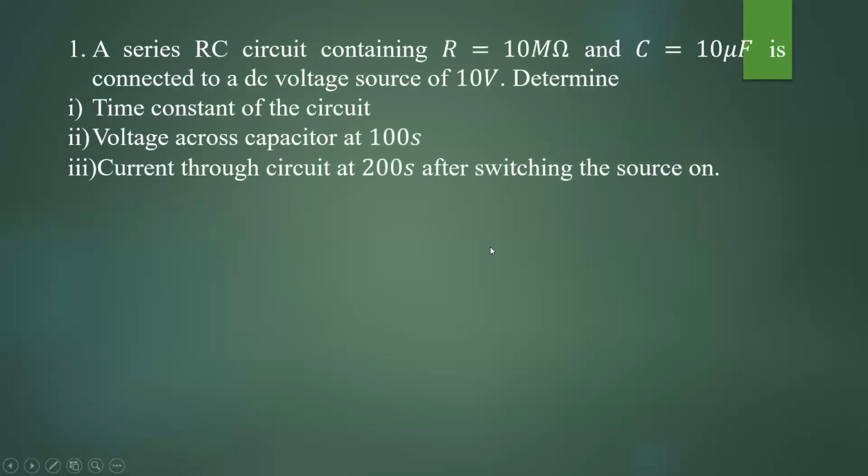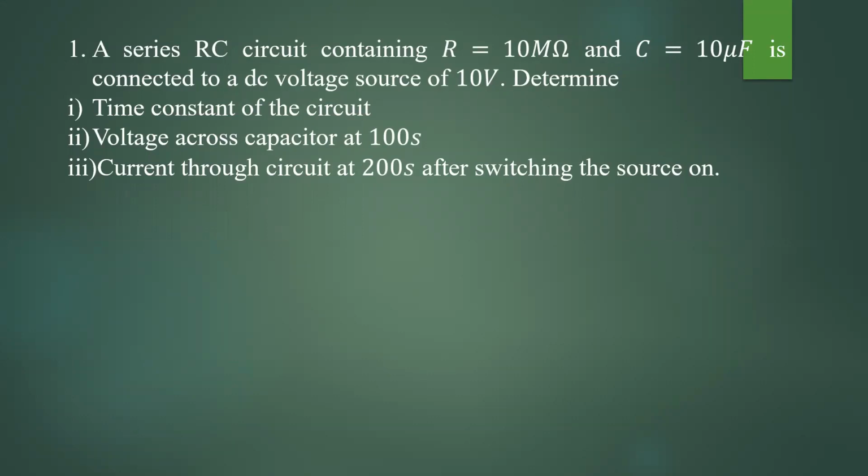So let us take some problems on transient current in today's class. So first problem, read the problem. A series RC circuit containing resistance R equal to 10 mega ohm and C equal to 10 microfarad is connected to a DC voltage source of 10 volt. Okay, so this is the situation.